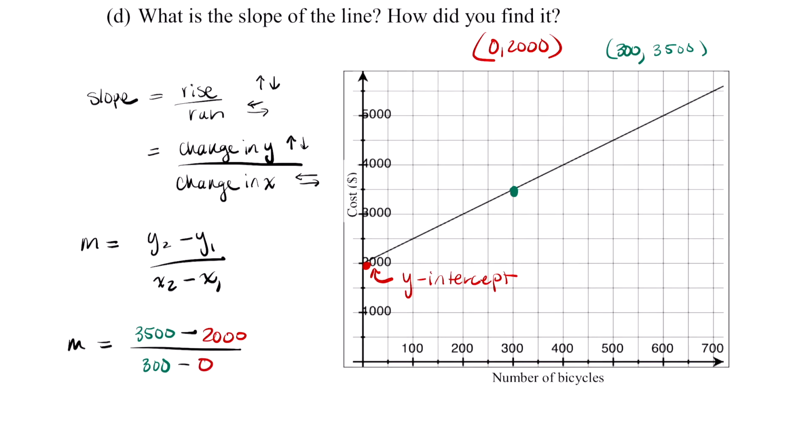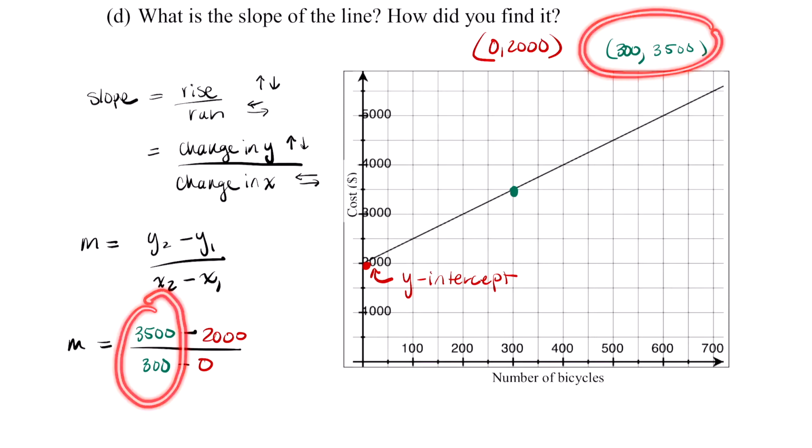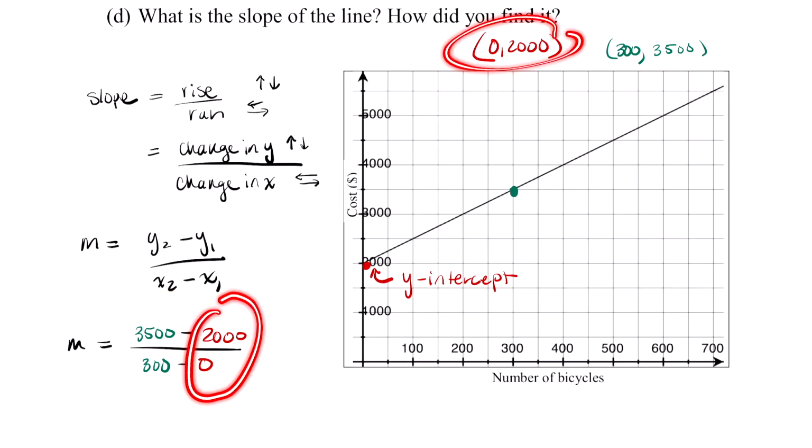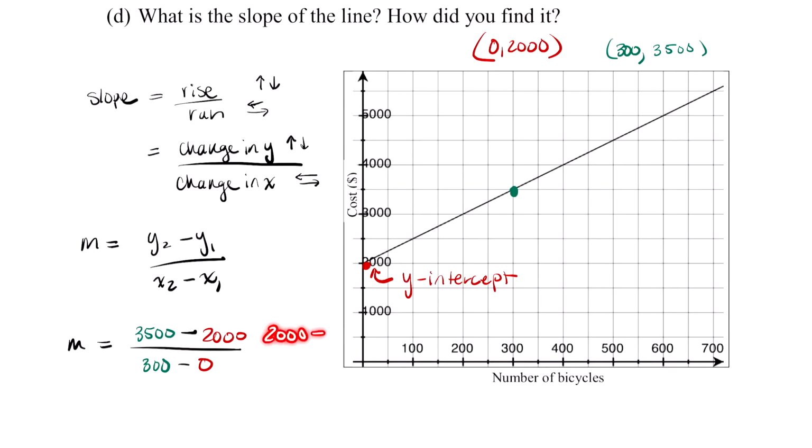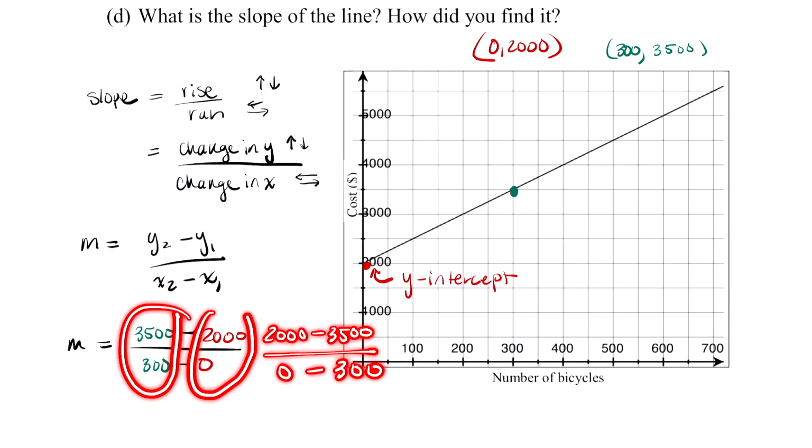And if you notice, I kept the colors. And why did I do that? This will help you see that this is 1 point. So this is 1 point here. And this in red is another point. So again, it doesn't matter what order you have these in. I could have written 2,000 minus 3,500 divided by 0 minus 300, so long as I kept the pairs of numbers stacked vertically on each other like this with a minus sign in between.